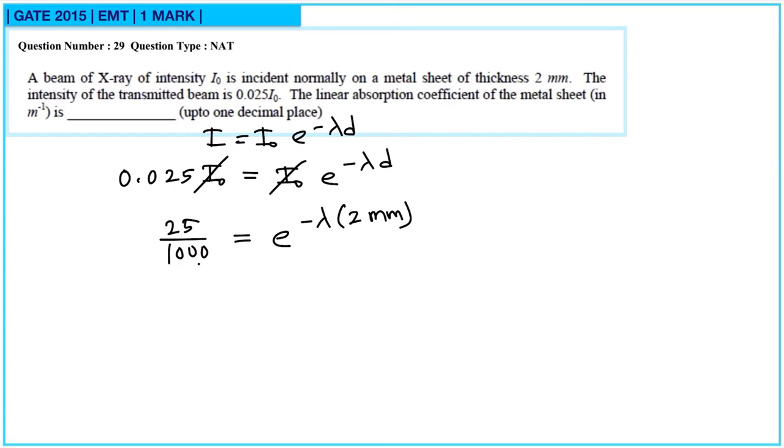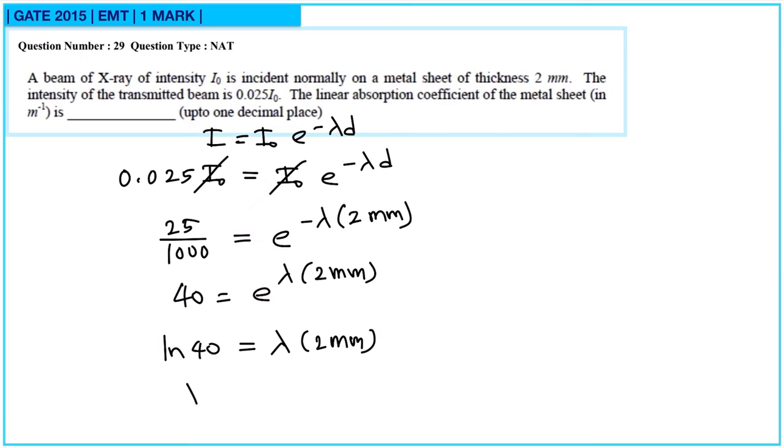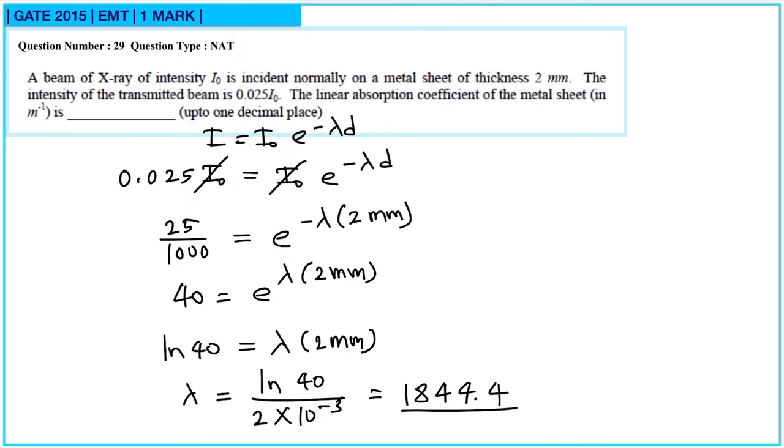So we can take the reciprocal on both sides. 1000 upon 25 is 40, that is equal to e raised to lambda into 2 mm. That means ln of 40 is equal to lambda into 2 mm. So lambda is equal to ln of 40 upon 2 into 10 to the power minus 3, and this is equal to 1844.4. So this will be the answer, and the answer given in the answer key is 1844.4 to 1844.5.